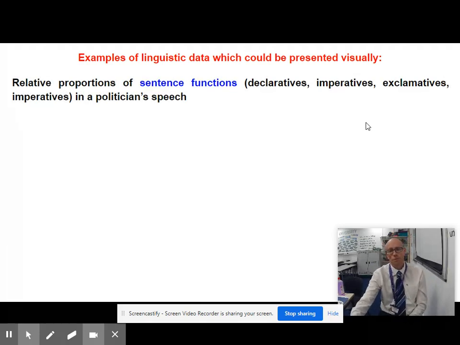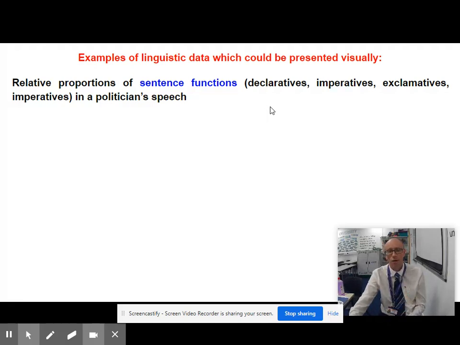So, for example, if you're applying grammar and you're looking at the relative number of sentence functions, let's say in political speeches. Let's say you've got Joe Biden over here and you've got Donald Trump weirdly standing over there, then you want to be looking at the sentence functions and what proportion of their sentences are those four different things. So that's a good thing to be presented in a visual way.